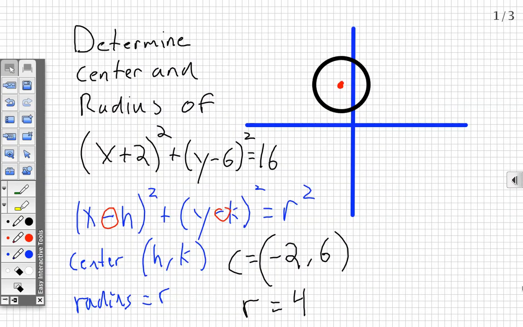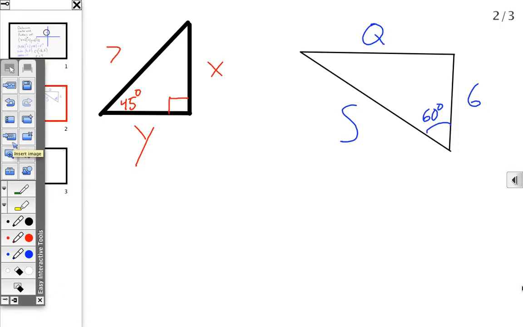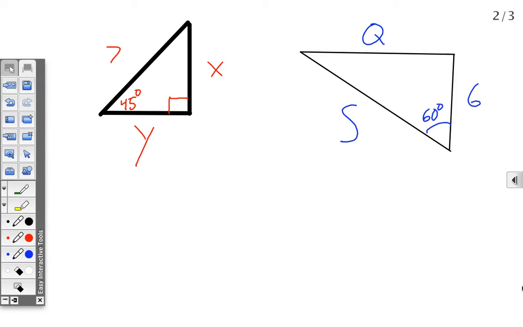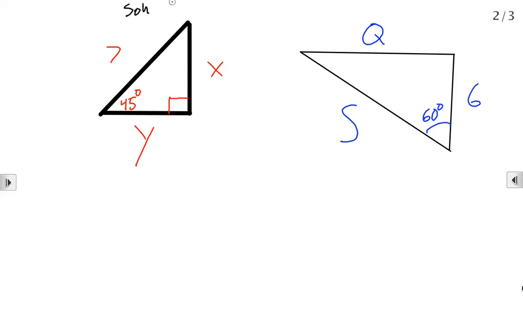Okay, let's look at example number 2 for tonight's homework. We have to solve some triangles, which means find missing sides. In this case, there's 2 ways to do this. We can use SOHCAHTOA, or we can use some shortcuts. I think it's important that we know how to use SOHCAHTOA, and we'll also discuss the shortcuts.